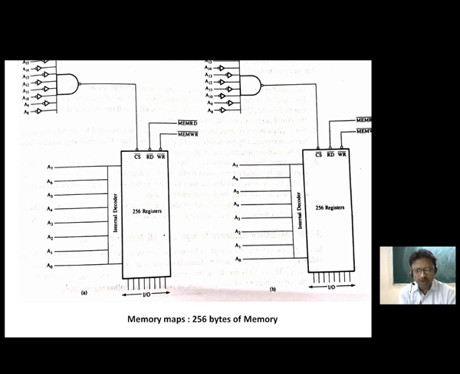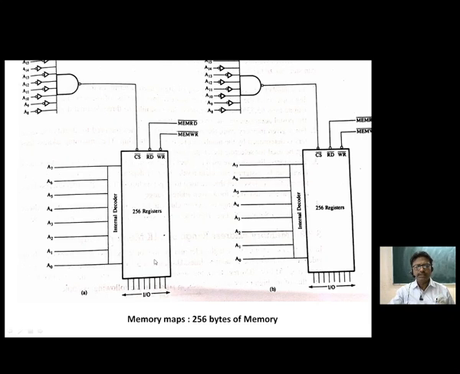This is an example of defining the memory map of a particular chip having 256 bytes of memory. 256 bytes of memory means there is one chip and that chip contains 256 registers. To locate the 256 registers, we require 8 address lines. So A0 to A7 will be assigned to the internal decoder, which will decode 8 into 256. The different combinations of A0 to A7 will give the identification of the individual registers.